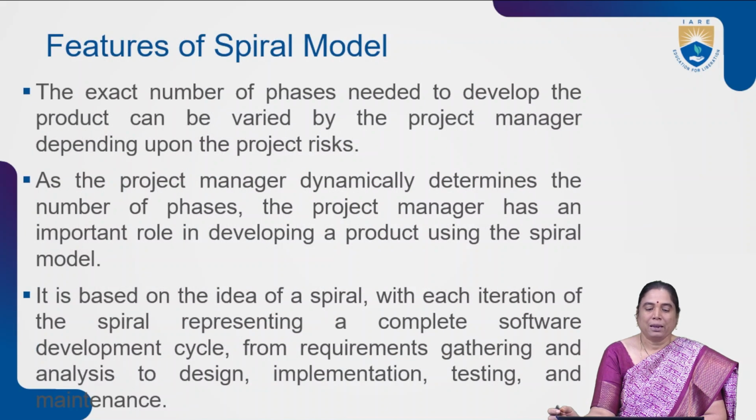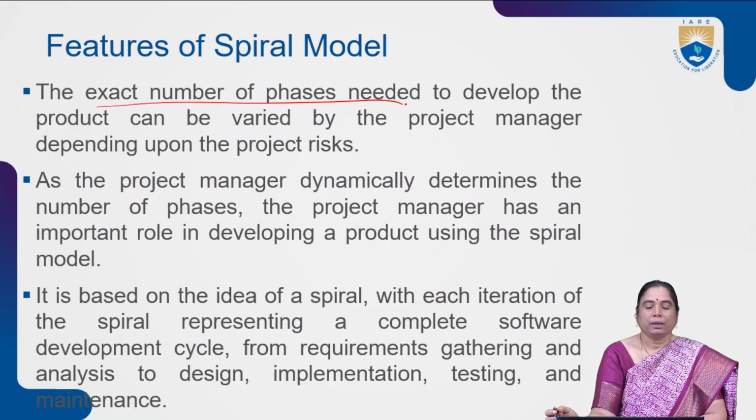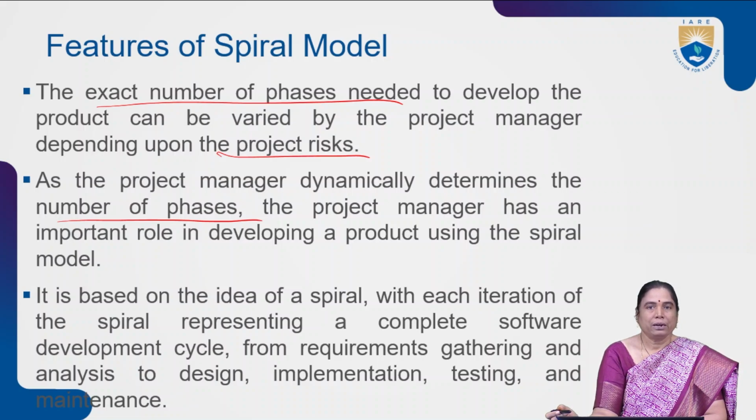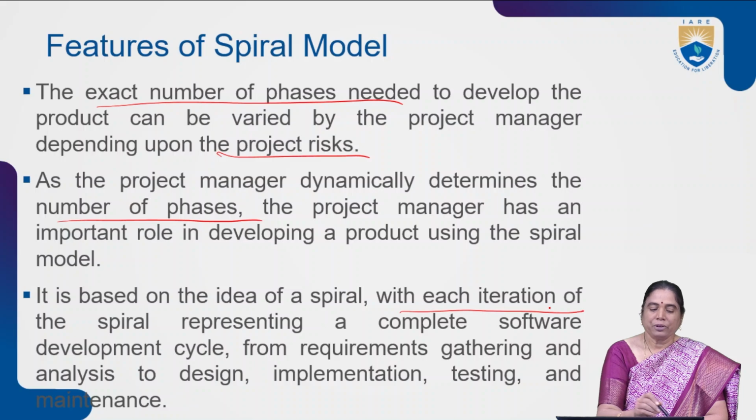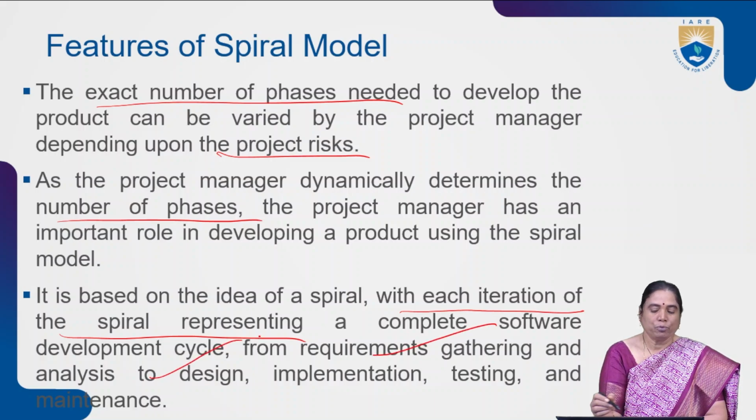The features of the spiral model are that the exact number of phases needed to develop the product can be varied by the project manager depending upon the project risk. As the project manager dynamically determines the number of phases, the project manager has an important role in developing the product using this spiral model. It is based on the idea of a spiral, with each iteration representing a complete software development cycle, from requirement gathering and analysis to design, implementation, testing, and maintenance.